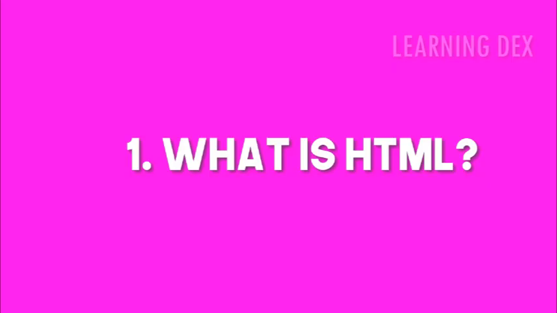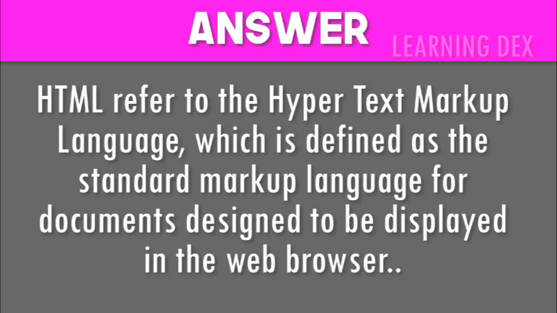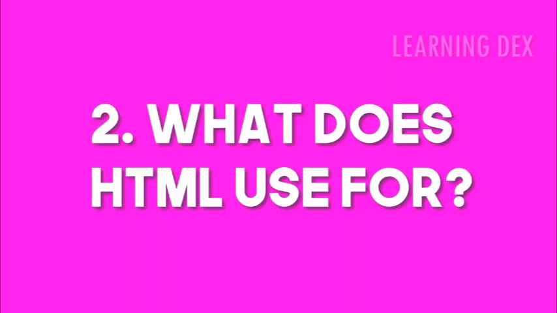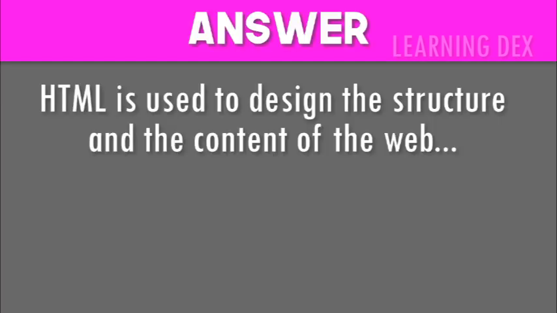What is HTML? HTML refers to the Hypertext Markup Language, which is defined as the standard markup language for documents designed to be displayed in the web browser. What is HTML used for? HTML is used to design the structure and the content of the web.